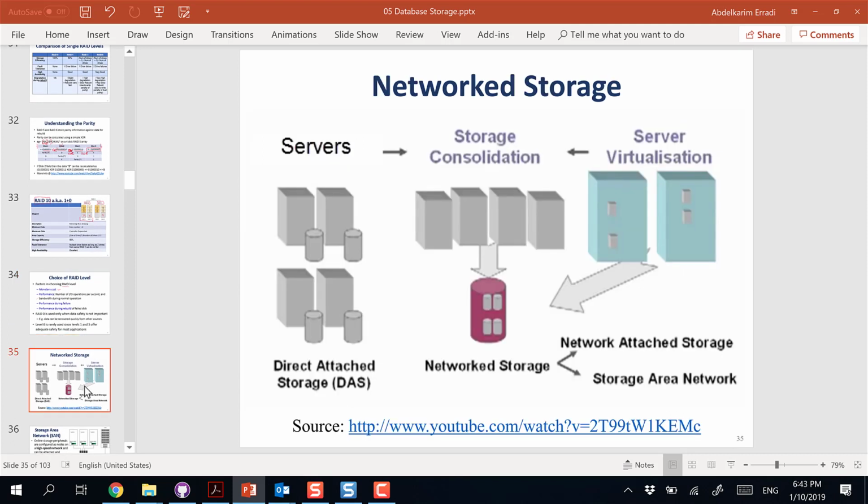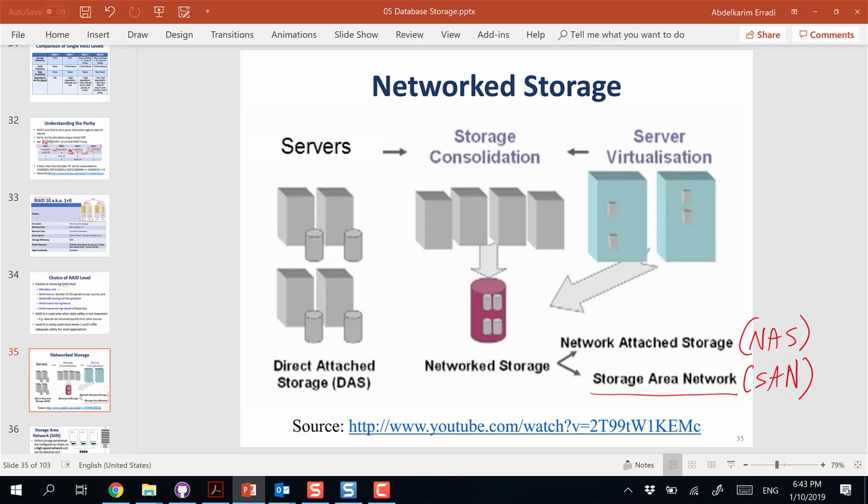The other thing we need to be familiar with, or at least be aware of, when it comes to database management and storage management, is something called SAN, Storage Area Network, and NAS. Very important technologies when it comes to storage management.